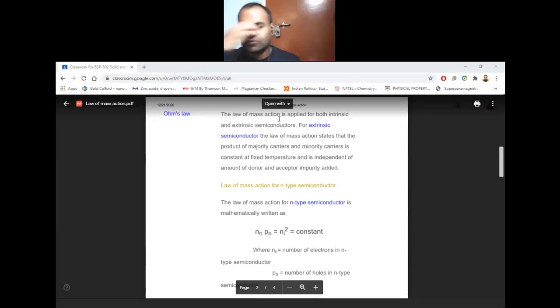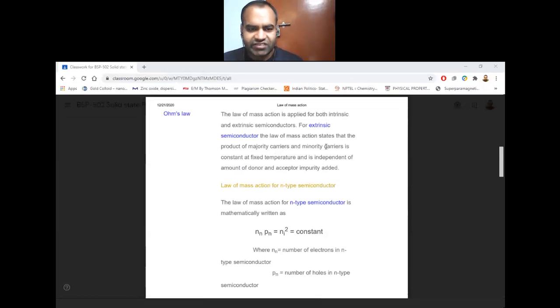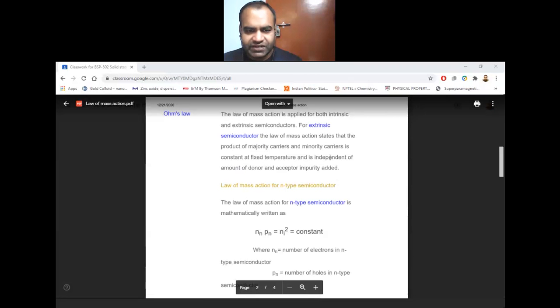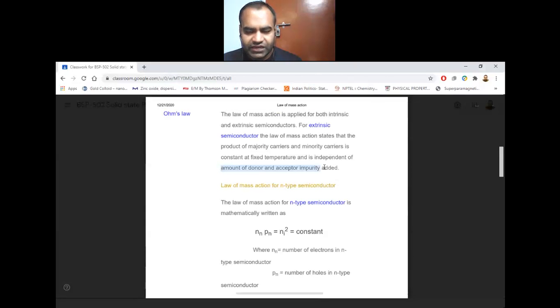This law of mass action holds good for both intrinsic and extrinsic semiconductors. For an extrinsic semiconductor, the law of mass action states that the product of majority carriers and minority carriers is constant at fixed temperature and is independent of the amount of donor and acceptor impurity added. This is the same definition as the previous case. The law of mass action says that the product of majority carriers and minority carriers is constant. Majority carrier means, in a semiconductor, what are the majority carriers? Electrons or holes, whichever be the majority carrier.